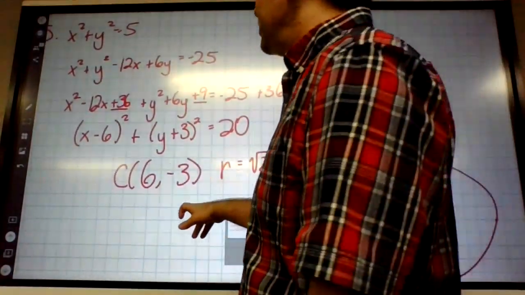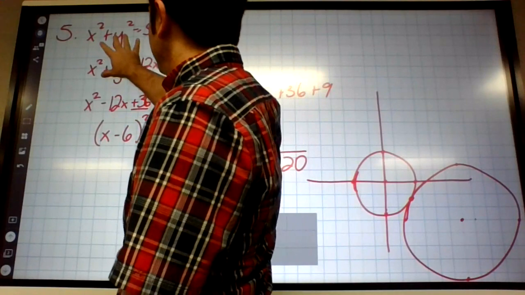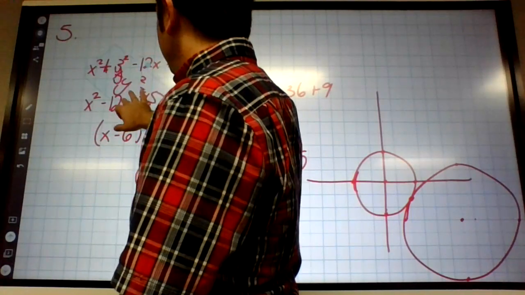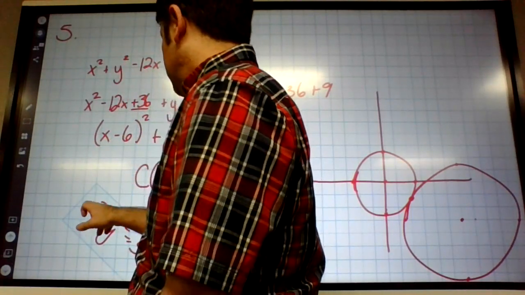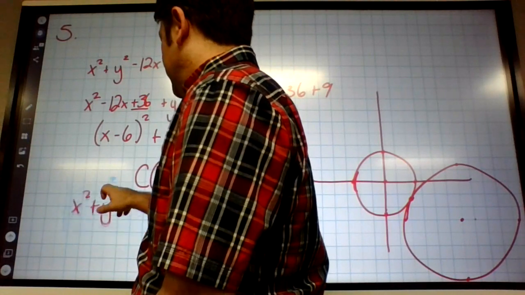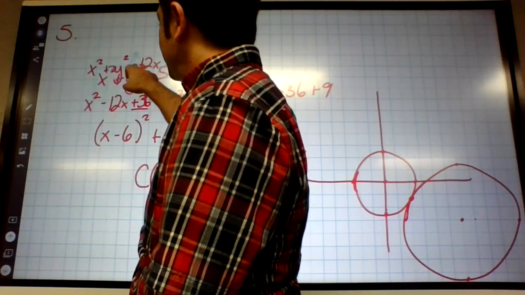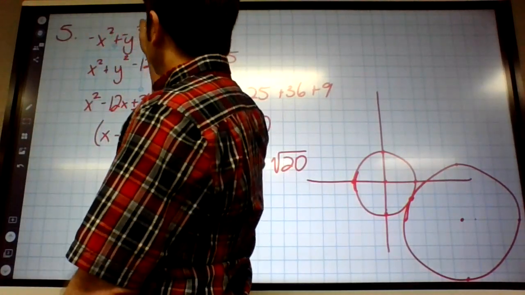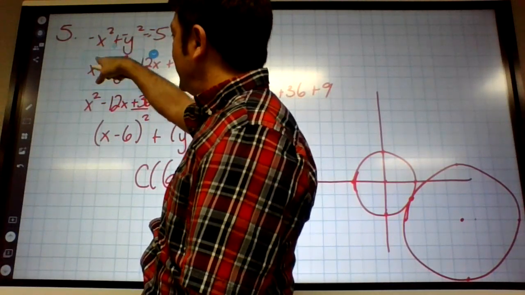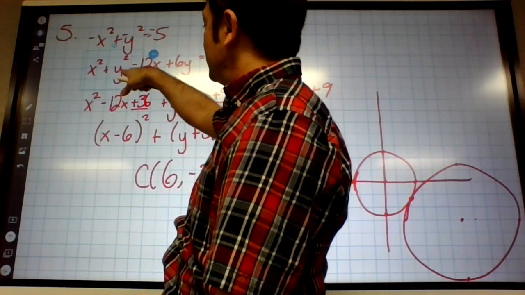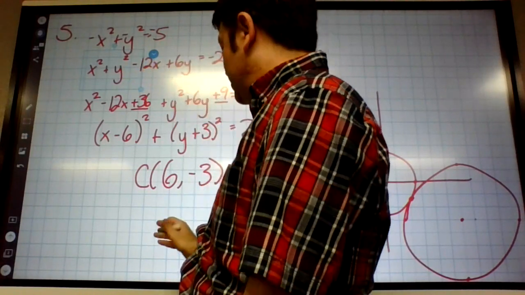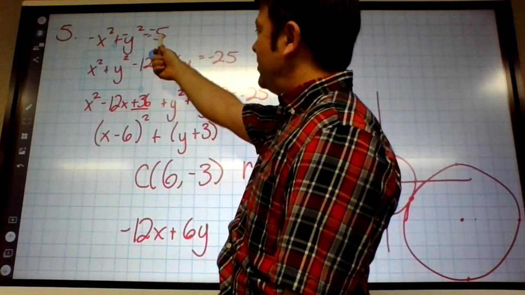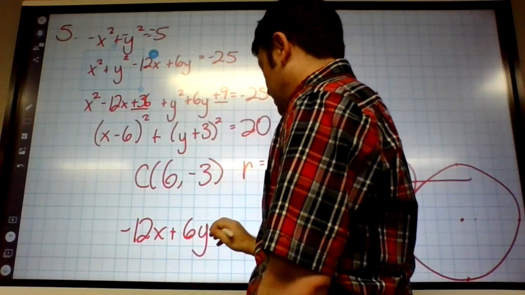Do you guys remember the trick I used yesterday on these messy ones? Basically, I subtracted this line minus this line, like I made these negative. So when we add these two lines together, the x squared and the y squared went away. Then we have negative 12x plus 6y equals negative 25 minus 5, negative 30.